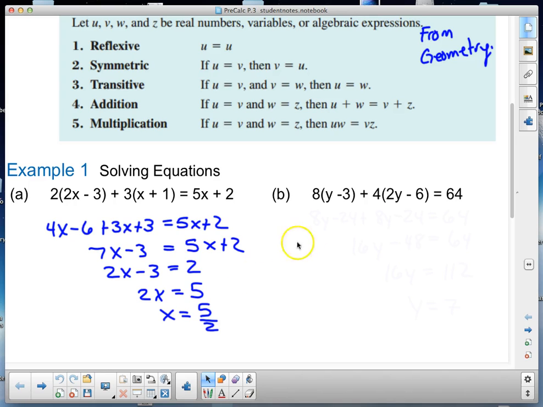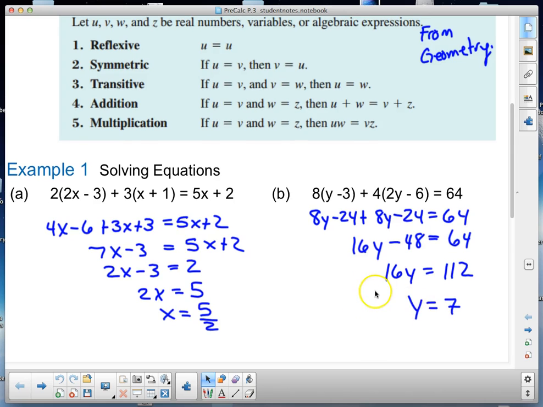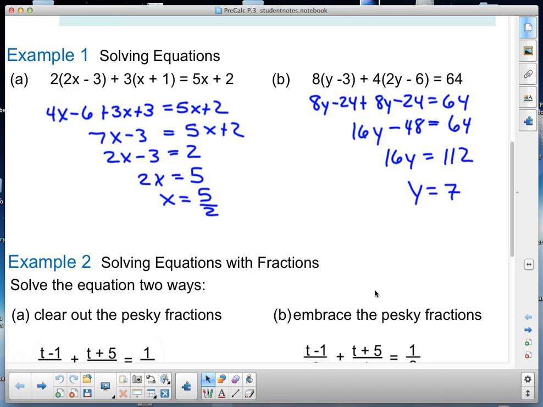Okay, hopefully when you did 1b, you distributed 8y minus 24, 4 times 2y is 8y again, it's minus 24 again, equals 64. So I've got 16y minus 48 equals 64 after combining like terms. Adding 48 to both sides, you get 112, so I divide by 16 and y is 7. So that's equality review, and it's equality with whole numbers. The next thing we're going to do is work with fractions.